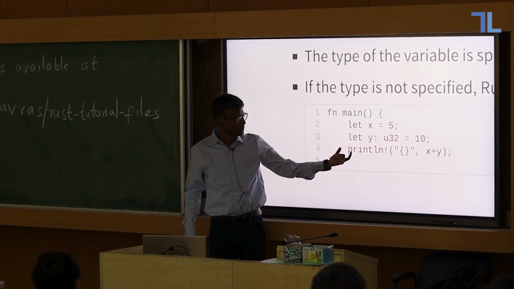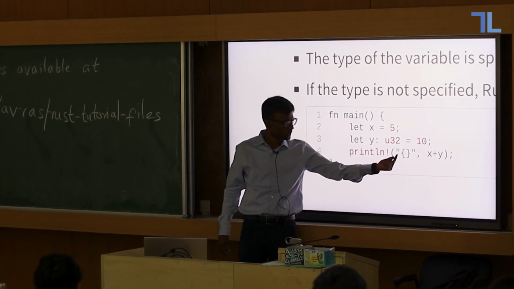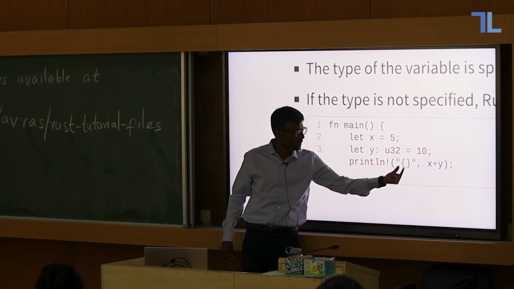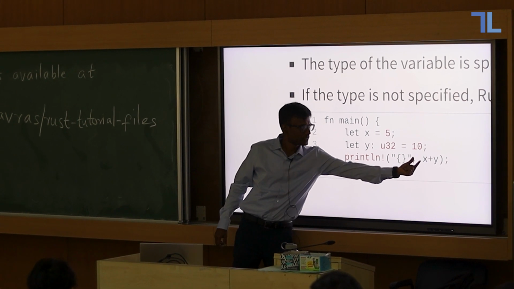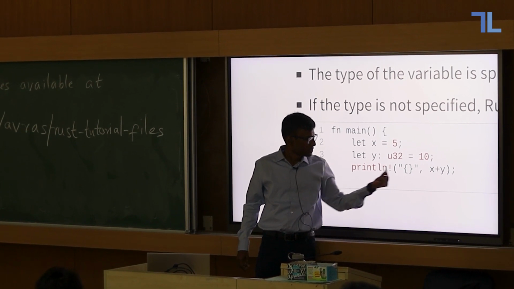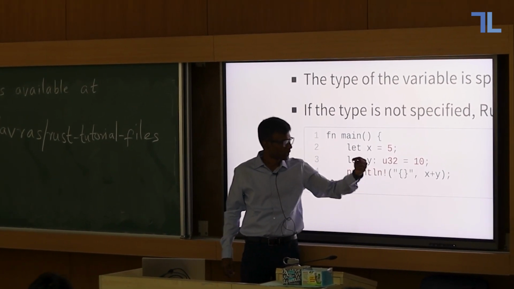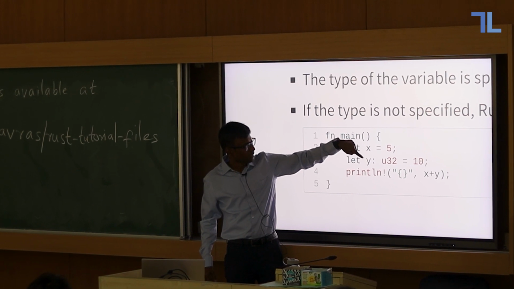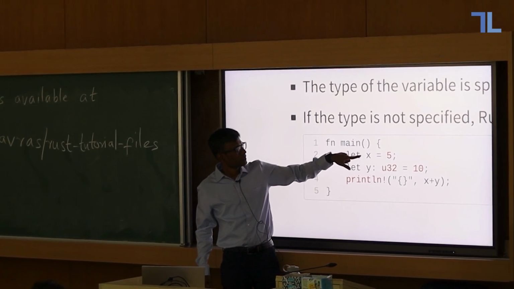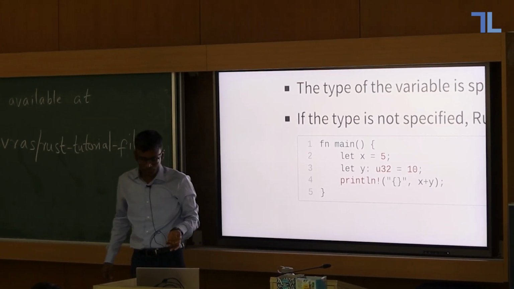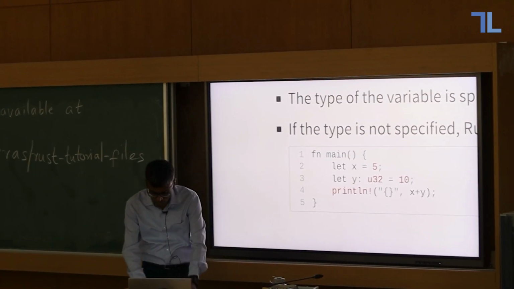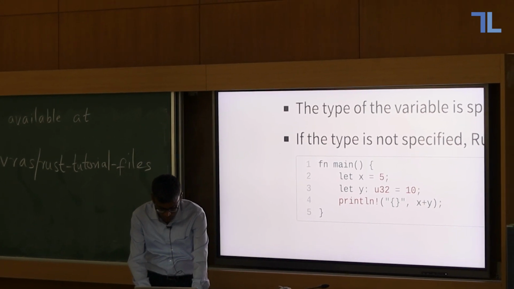Now here I am doing a calculation. Println, the syntax is given. What this curly bracket says is that curly brackets will take the first argument after the string and insert that value here. So this println statement is saying print the value x plus 1. Now since x is being added to y, and y is an unsigned 32-bit integer, the type of x is inferred as u32. So when the type is not specified, Rust will try to infer it. Running this.